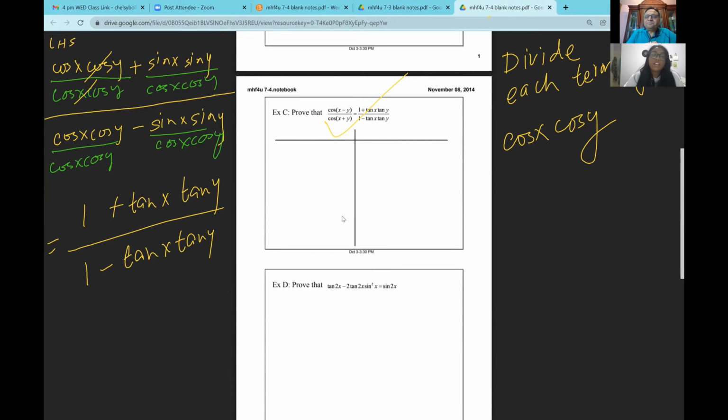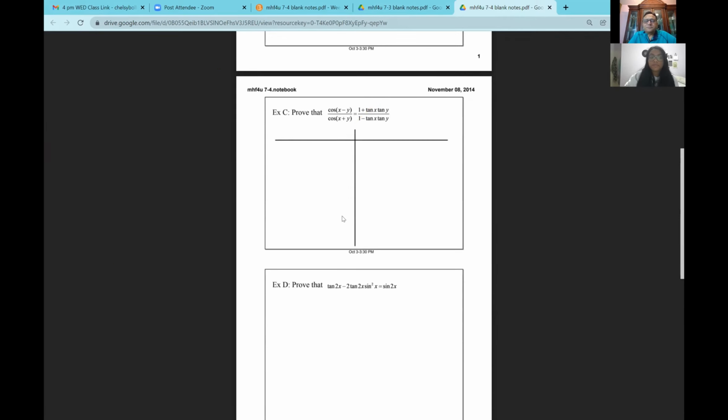So for the left side, when it's cos x cos y over cos x cos y, both terms get canceled out, right? Cos y and cos x. That's why we have the 1. And then we get the tan x because it's sine over cos. And then tan y is sine y over cos y. So 1 plus tan x tan y over 1 minus tan x tan y. Yes. So let me erase and read the next question, please.